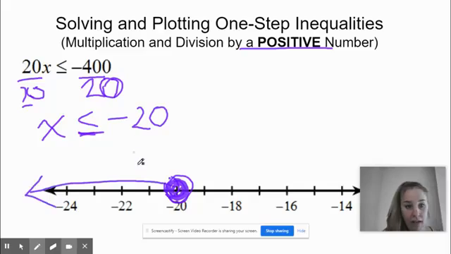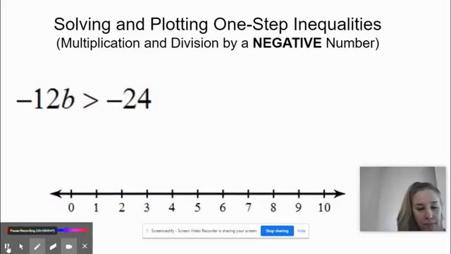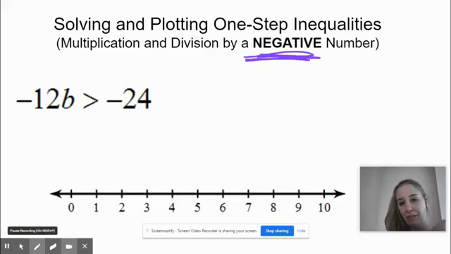Okay, so that was how to multiply and divide by a positive number. Now we're going to get into something a little odd. All right, so you'll see here, I'm now multiplying or dividing by a negative number. Now, our last couple problems included negatives, but we were dividing and multiplying by positives.